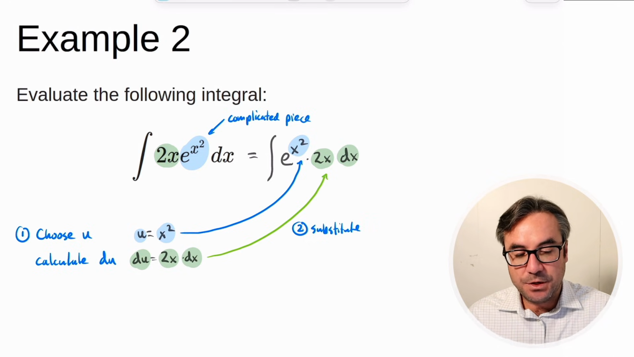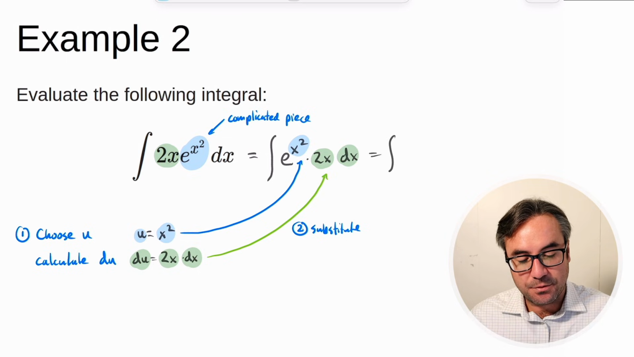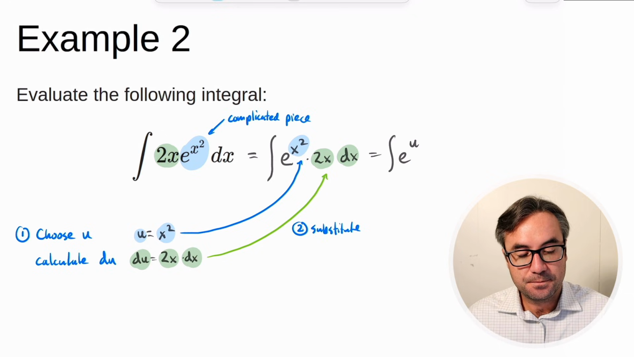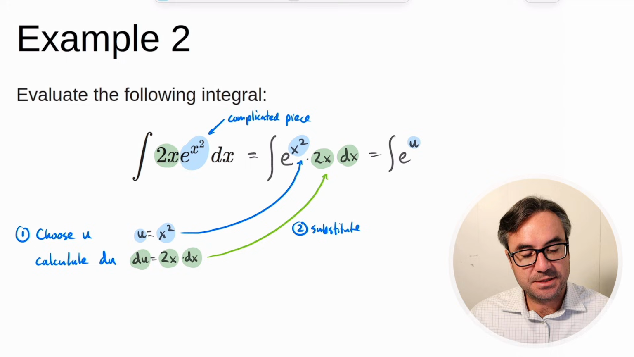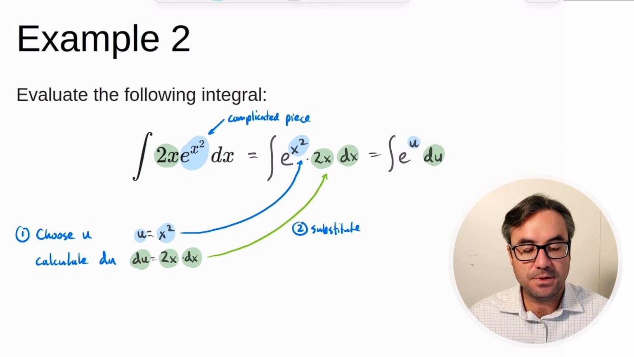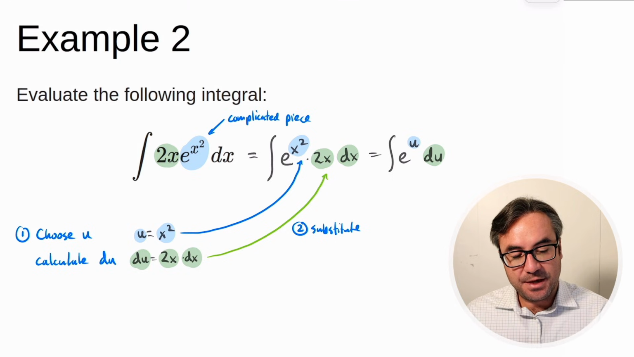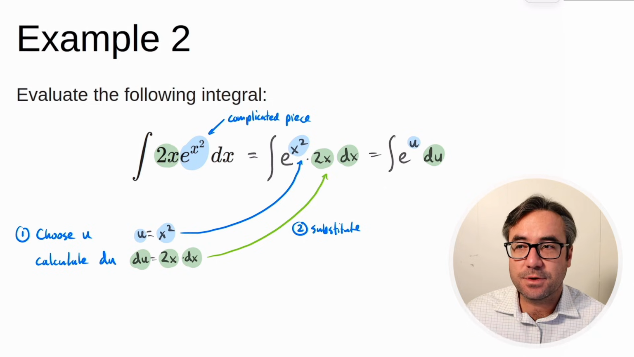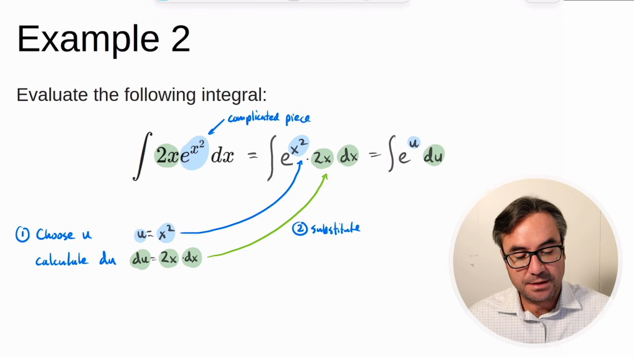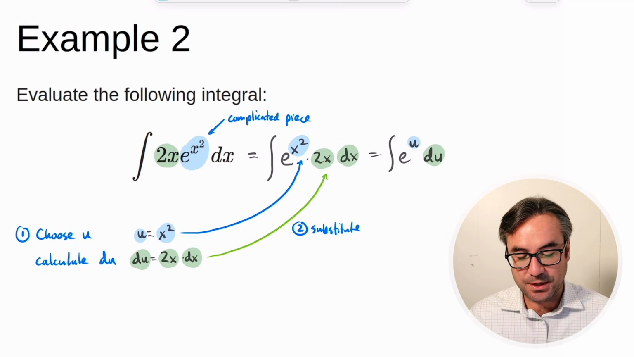All right, so now that we do that, what do we end up with? Well, instead of that x squared, we're going to end up with e to the u. And then instead of that 2x dx, we just end up with our new differential du. And now this is one of our basic antiderivatives, so we can just do it. So that's our next step. We get the antiderivative.